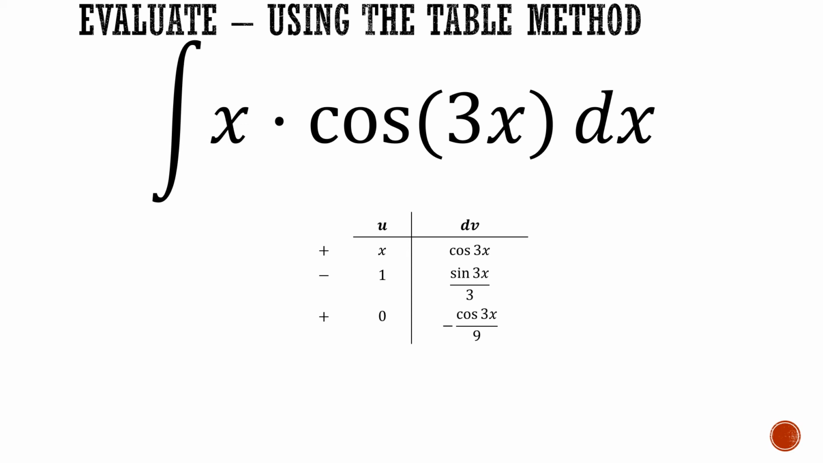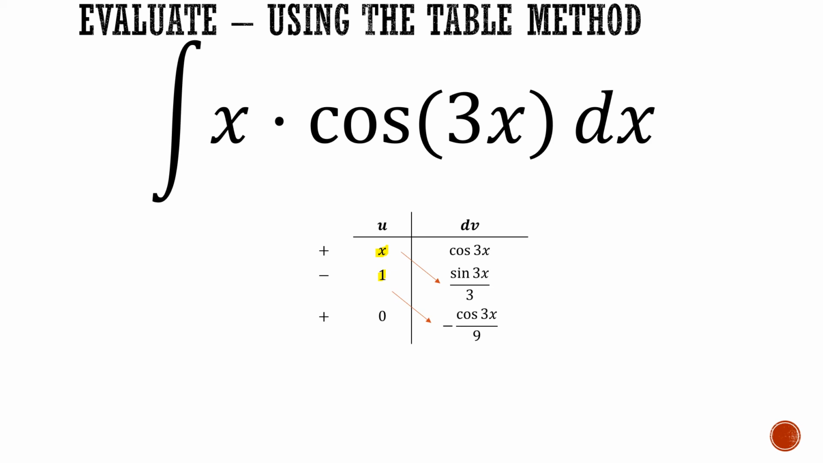Once you alternate signs, the very last thing you want to do is multiply out your diagonals. So this very first x that I have right here is going to be multiplied times the dv diagonal to it. And so x is going to go to the sine 3x over 3, and then this 1 is going to go to the diagonal of that, which would be negative cosine 3x over 9. And I can stop right there because this 0 doesn't have a diagonal to go to. If you notice, the only things we're not counting are the first dv and the last du.